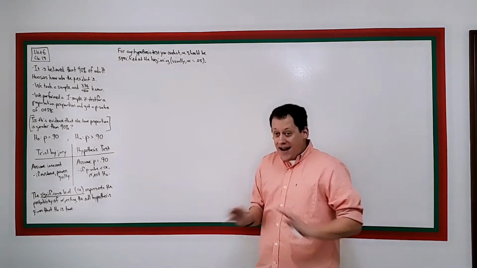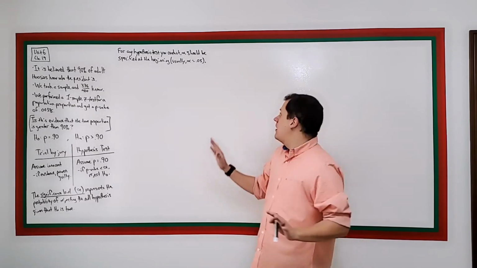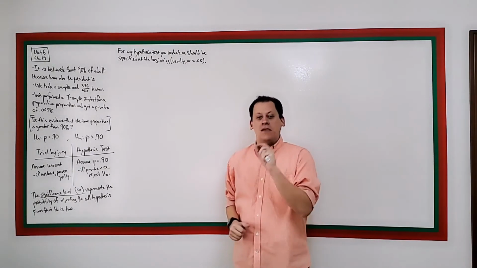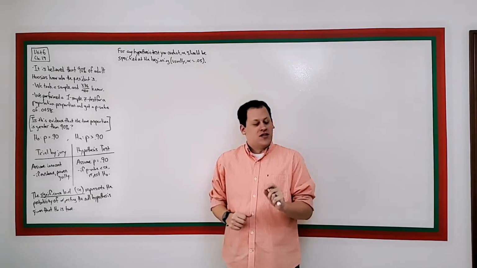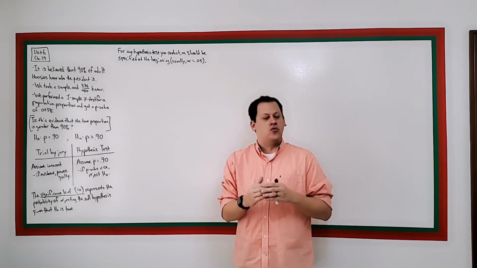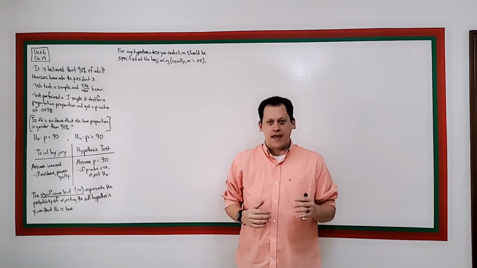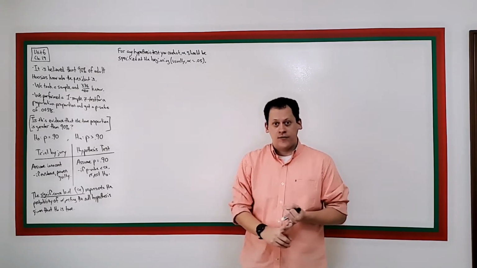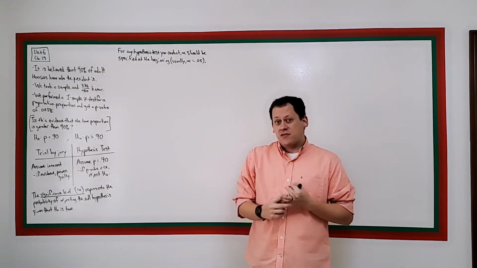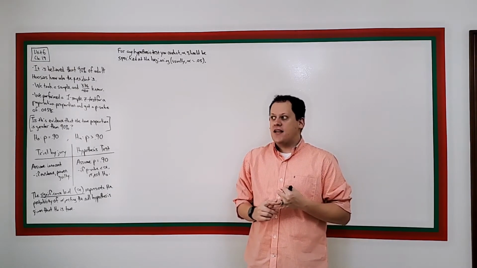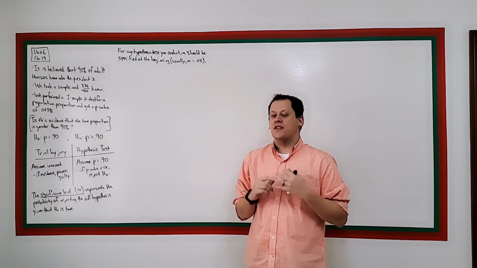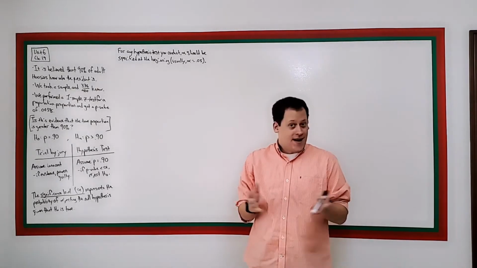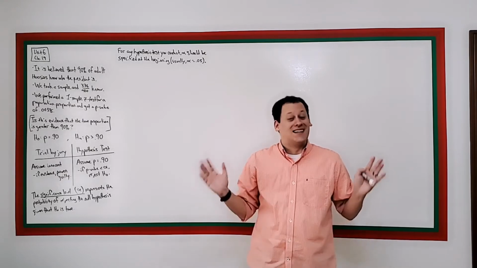For any hypothesis test you conduct, the significance level, alpha, should be specified at the beginning. You need to know what alpha is before you do any of the mechanics of the test, before you calculate your test statistic or find your p-value. Usually alpha is 0.05, and I say that in terms of the problems that you might be seeing in this class. Alpha can be any number from 0 to 1, technically.